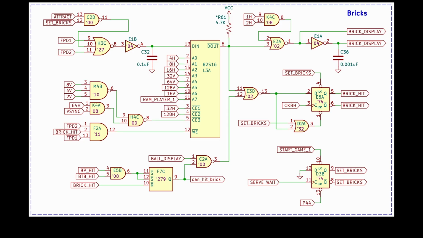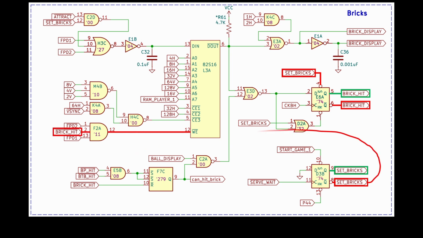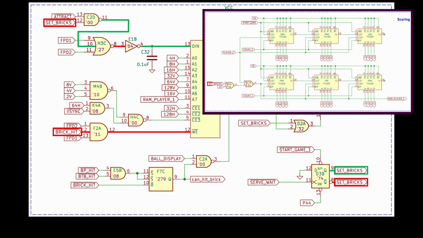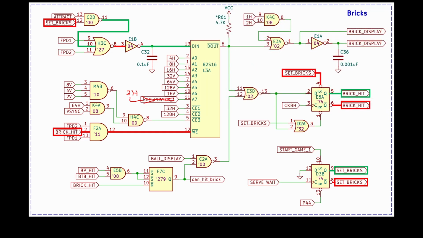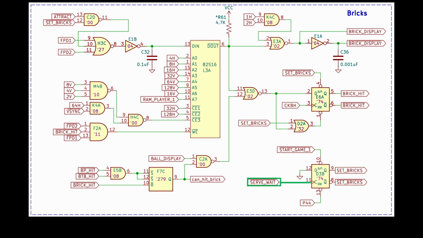For a set bricks operation, this latch turns on when you press one of the start game buttons. Set bricks then does a few things. It force asserts brick hit, which drops write enable. It forces data in high, and it gates 2 Henry to RAM address able7 through the RAM player 1 line. This continuously cycles through all RAM addresses, turning on all bricks for both players. This cycling continues until serve wait rises after pressing the serve button.